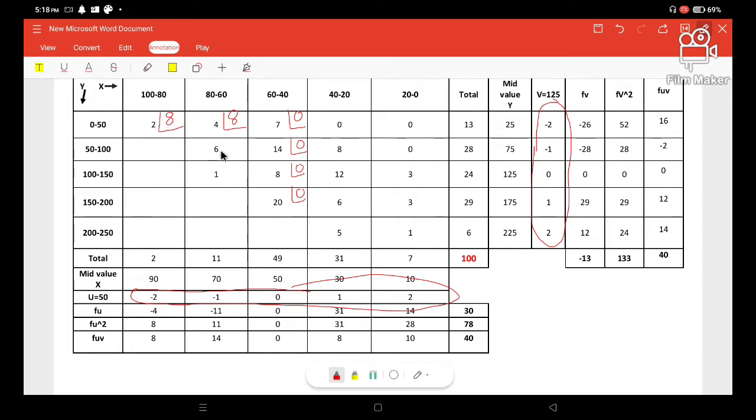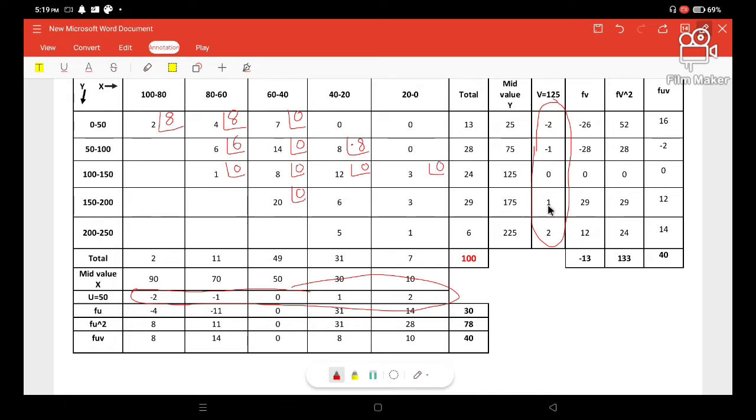Now here 6 multiplied by v, which is minus 1, multiplied by again u minus 1, so it will become positive 6. 8 into 1 minus 1, and again into positive 1, so it will become minus 8 only. Next 1 will be again 0, because horizontally we have assumed 0, so anything which you multiply with 0 will be 0.